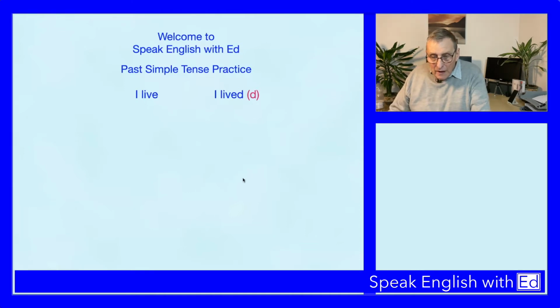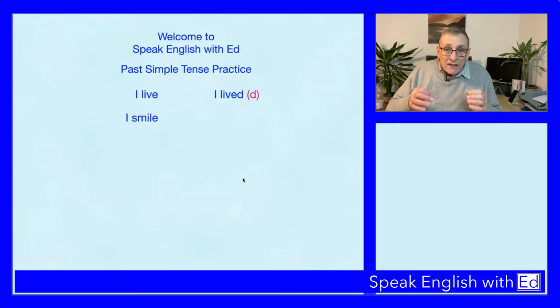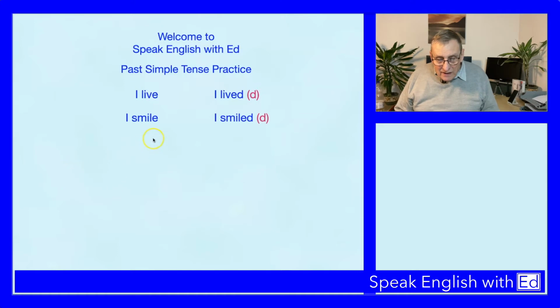Okay? So the next one is smile. I smile. So what's the past tense of I smile? A couple of seconds. It's I smiled. You've got the E at the end here, so we add a D. And again, smiled, it ends in a D sound, not a T sound, it's a D sound, smiled.